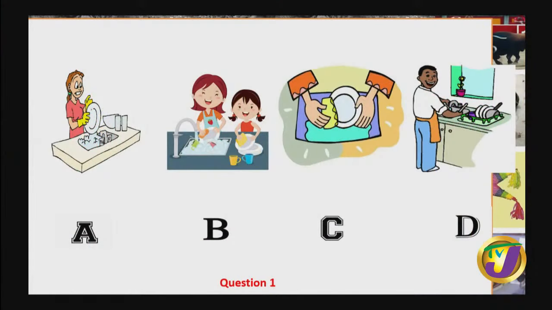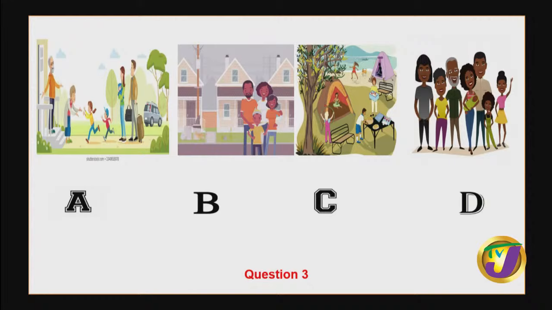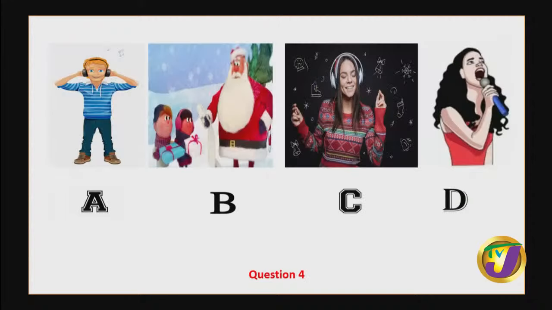Entonces, vamos a comenzar. Mi hermana lavará los platos después de la cena de Navidad. Question 2. Mis amigos y yo beberemos sorrel. Question 3. Mi prima visitará a la familia en el campo. Número 4. Este fin de semana escucharé villancicos.